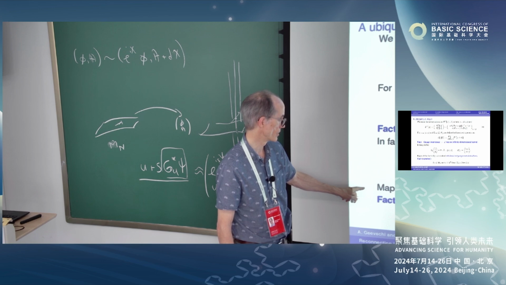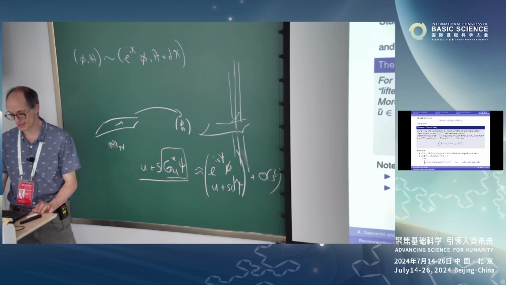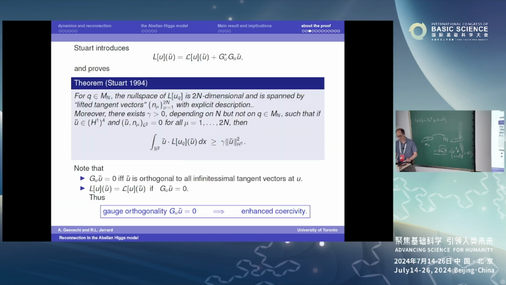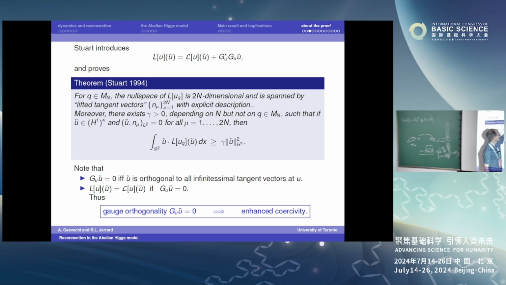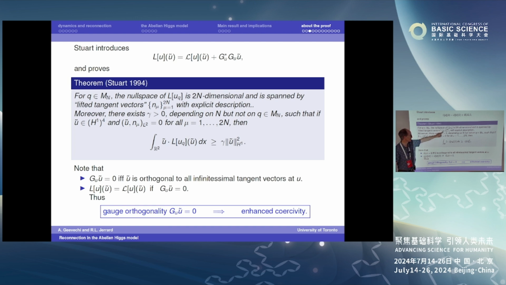Okay, so I've restated that. The point is that Stewart in his work introduced a perturbation of the operator. He essentially notes that if we replace the linearized operator by this modified linearized operator, then this modified operator has much better analytic properties. We know exactly what the null space is. It's a two n-dimensional null space. We know exactly what the lifted tent is, and we have coercivity on the orthogonal complement of that null space.